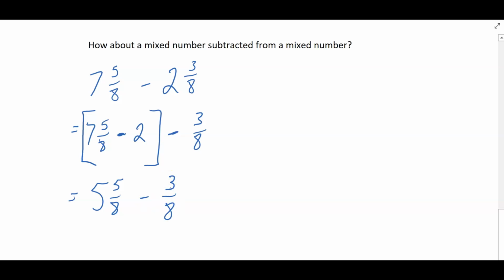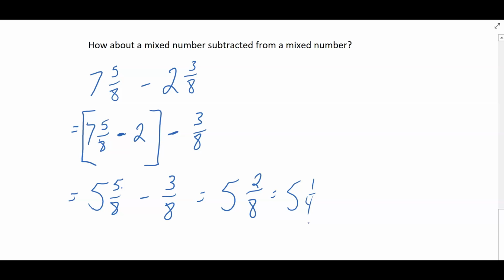Picture that tape measure, 5 and 5/8. If I subtract 3/8 from that, I'm still above 5, right? Because 3 is less than this 5. So 5 and 5/8, subtract 3/8, leaves me with 5 and 2/8. Or more commonly, we would call that 5 and 1/4 reduced, right?